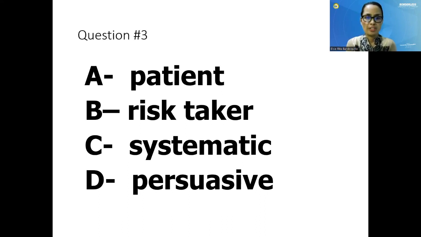Number 3, A, patient, B, risk-taker, C, systematic, D, persuasive. Pause. So if your answer is A, it's yellow, B is blue, C is red, D is green. Pause.